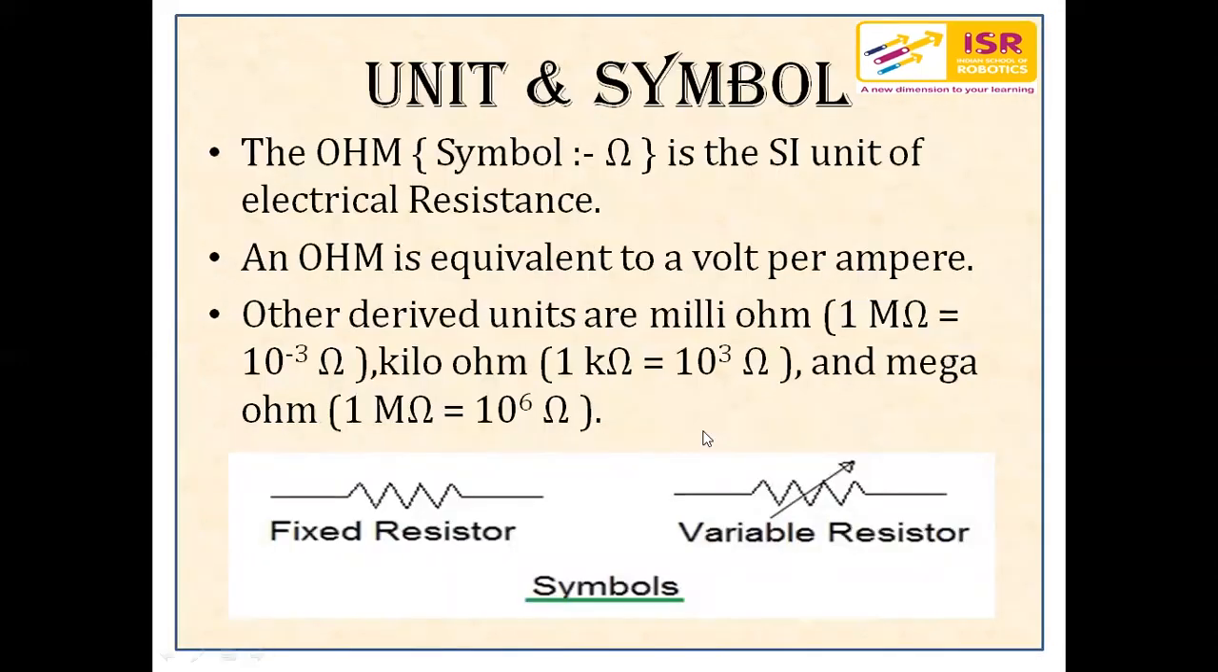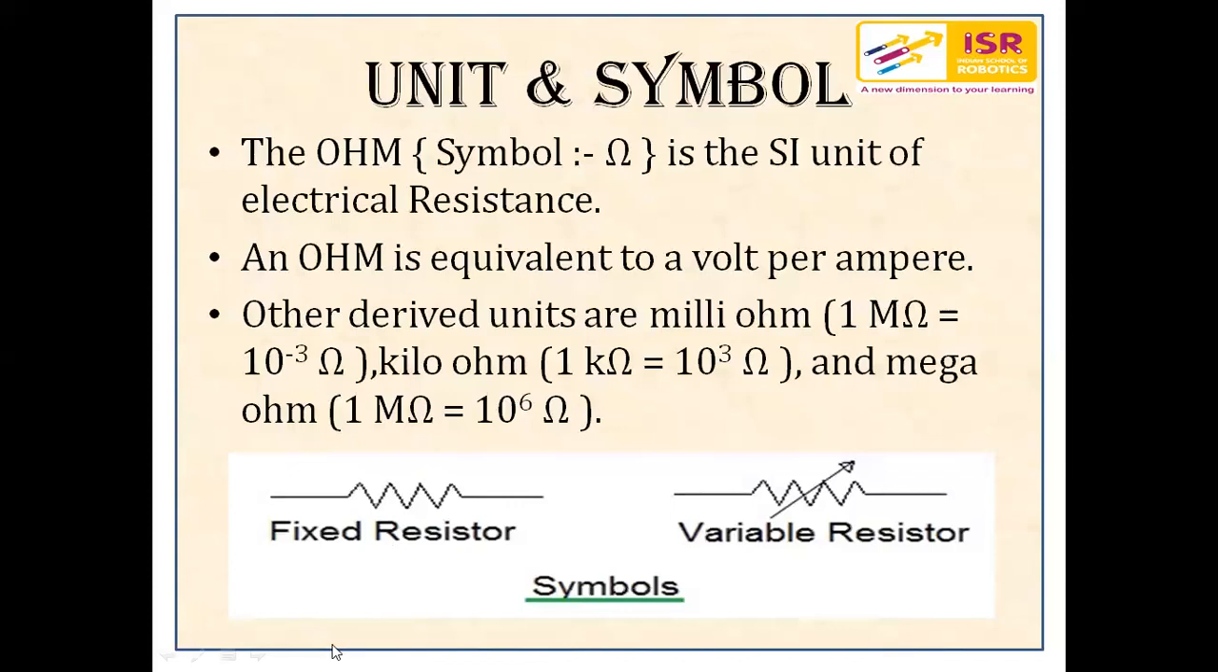Now units and symbols. As you know, weight is measured in kilograms, so kilogram is basically the unit of measuring weight. Similarly, for resistors also we have a unit, ohms. It is the standard unit, and we have various other units of resistors too, like milliohms, kilo ohms, and mega ohms. Just like you have various units of weight like milligrams, kilograms, grams, etc.